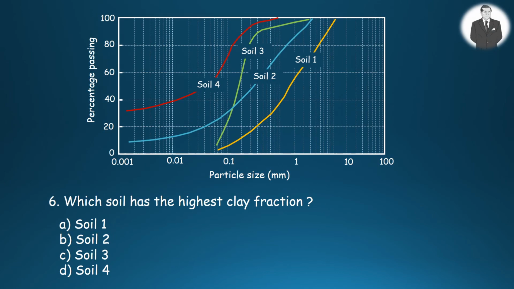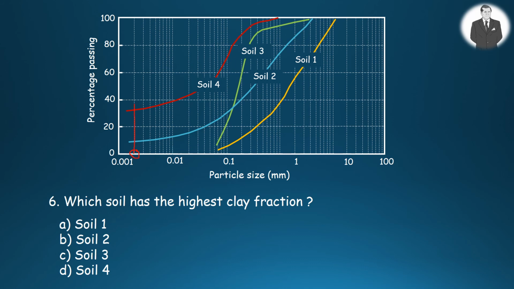Here you have another question. Which soil has the highest clay fraction? Shall we answer this question together? Okay then. What we know is clay soils are those whose particles are less than 2 micron. So we need to mark 2 micron on the horizontal axis of this figure. It is somewhere here. And then draw a line upwards until it intersects the curves.